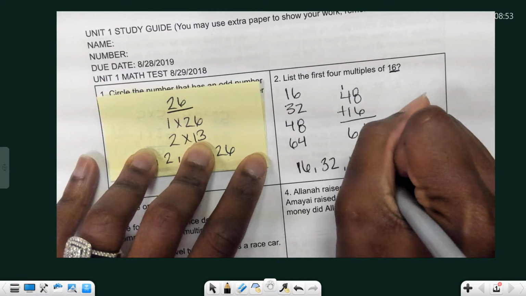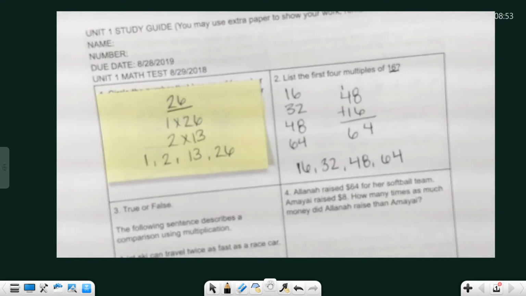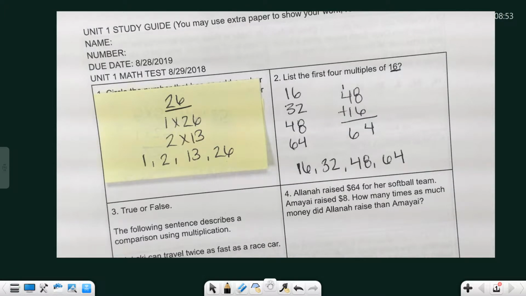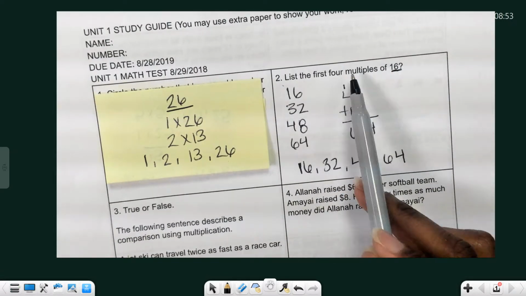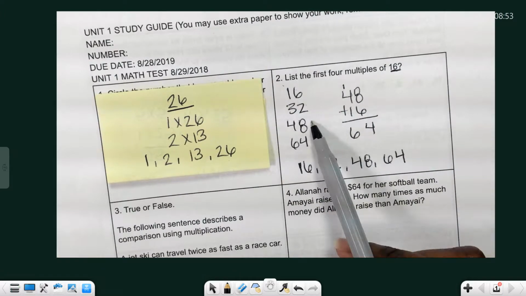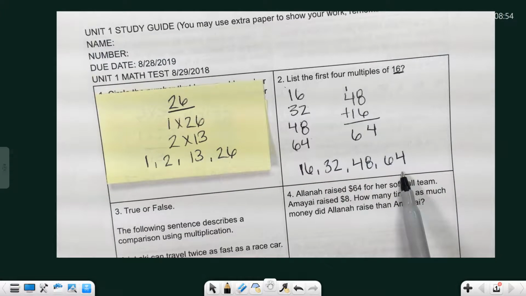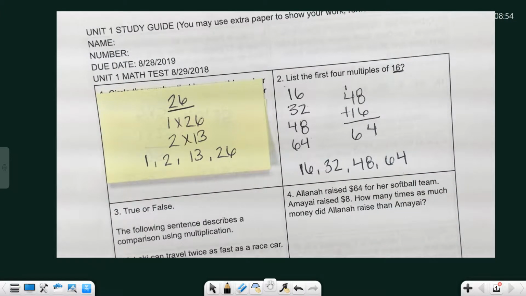32, 48, 64. Make sure you read your questions carefully on that test, because it's going to ask you something similar to this. It may not be the same number, and it may not be in the same order. They may say list the last 4 multiples. We don't know how they're going to ask, but you need to be able to read it and pay close attention so that you're doing exactly what it asks. It says list the first 4 multiples of 16. So if I'm counting by 16, I skip count. I go 16, 32, 48, 64. When I list the first 4, I'm going to have those 4, because that's how it goes in the order for skip counting by 16.